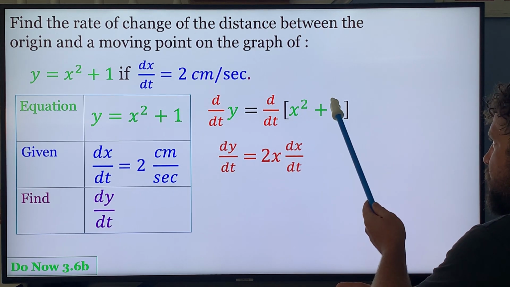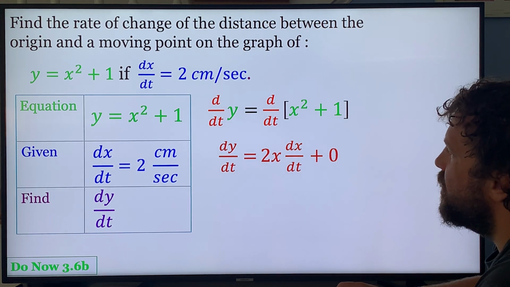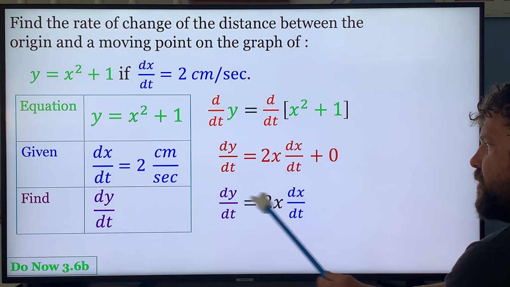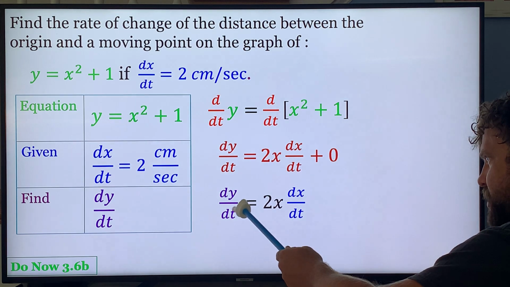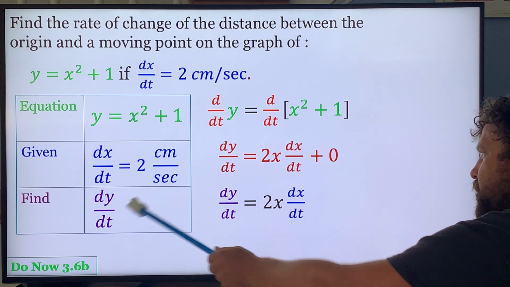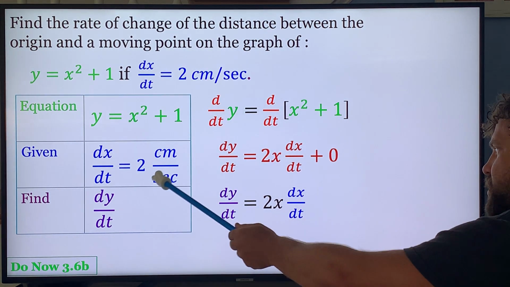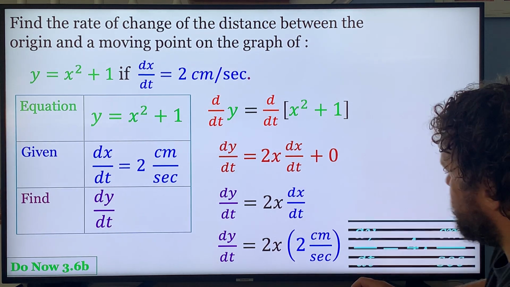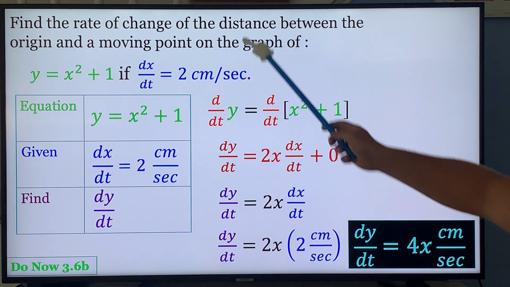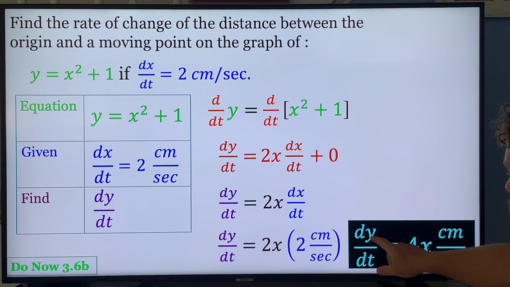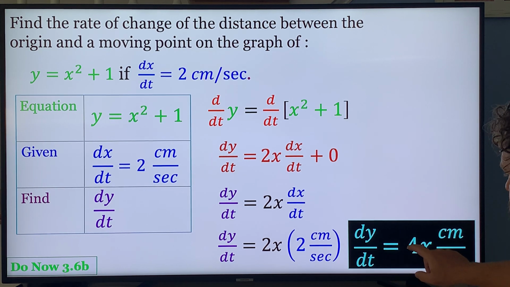2x dx dt, 0. Let's plug in some stuff. And you don't have to write this a second time. I just changed the colors to make it easier for you guys to see. We don't know what this is, 2x, and we know this is 2. 2x times 2 is 4x. So what happens is the rate of change, the y value changes 4 times whatever the x value is. And that's it. See how easy that is?